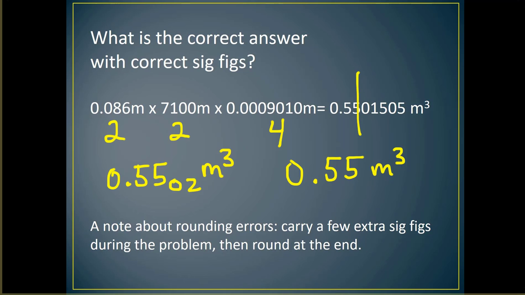Okay, so that's just a way to avoid rounding errors. Anytime you can just put the numbers in your calculator without writing them down before you get to your final answer, you're going to have more accuracy and fewer rounding errors.